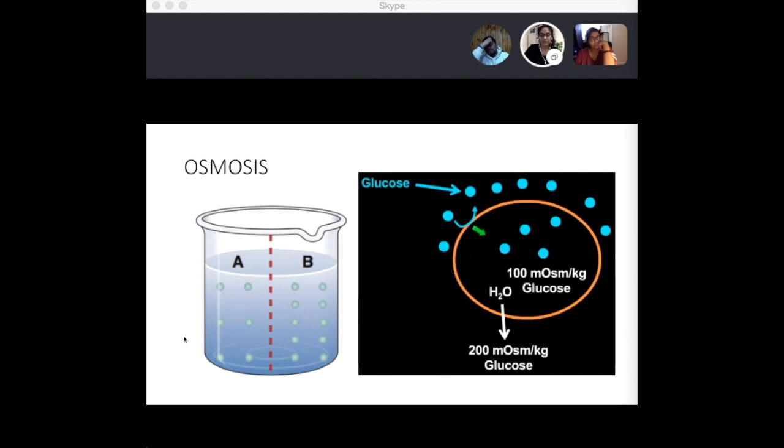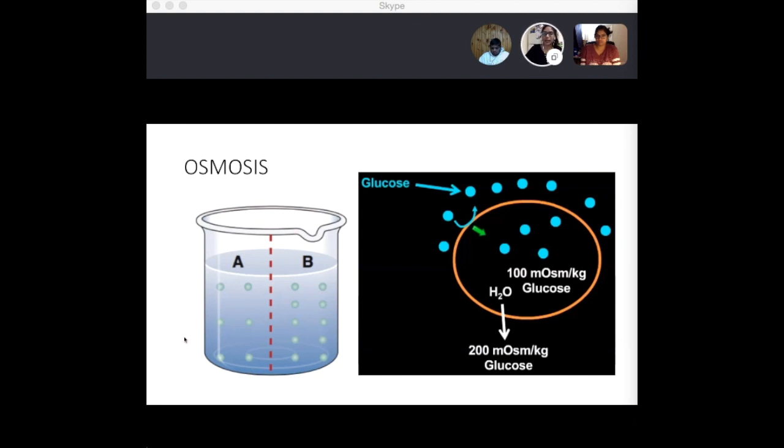From A to B. Right, A to B. So in A, there's less particles, so more water available. The ratio is more water. And on side B, there's more particles, but less water distribution per particle. And so to equalize it, or to create equilibrium, the water is going to diffuse from high to low.